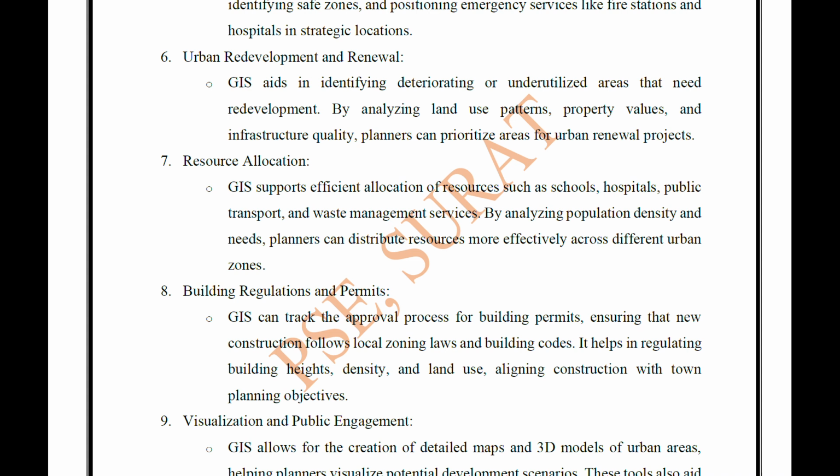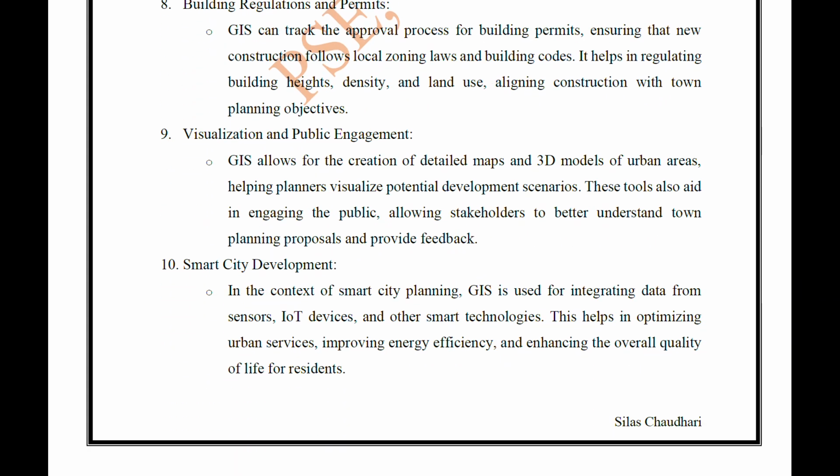Ninth is visualization and public engagement. GIS allows for the creation of detailed maps and 3D models of urban areas, helping planners visualize potential development scenarios. This tool also aids in engaging the public, allowing stakeholders to better understand town planning proposals and provide feedback.